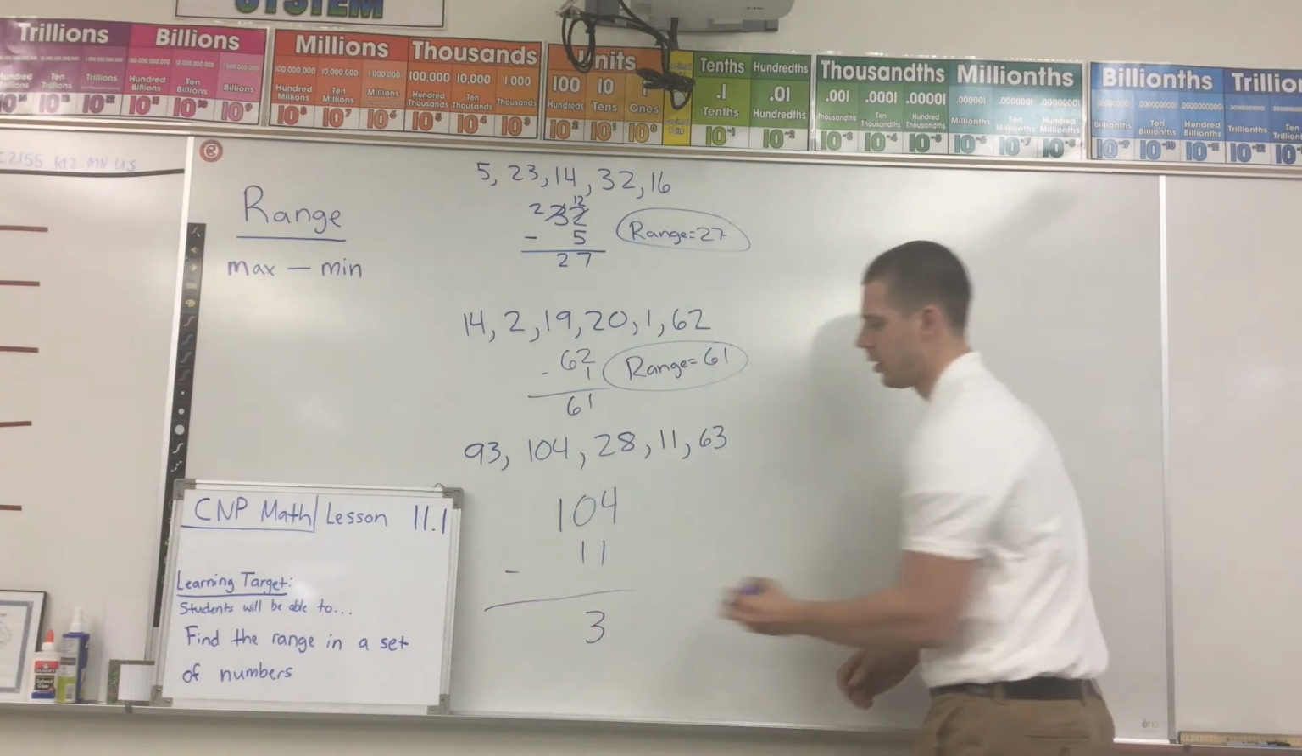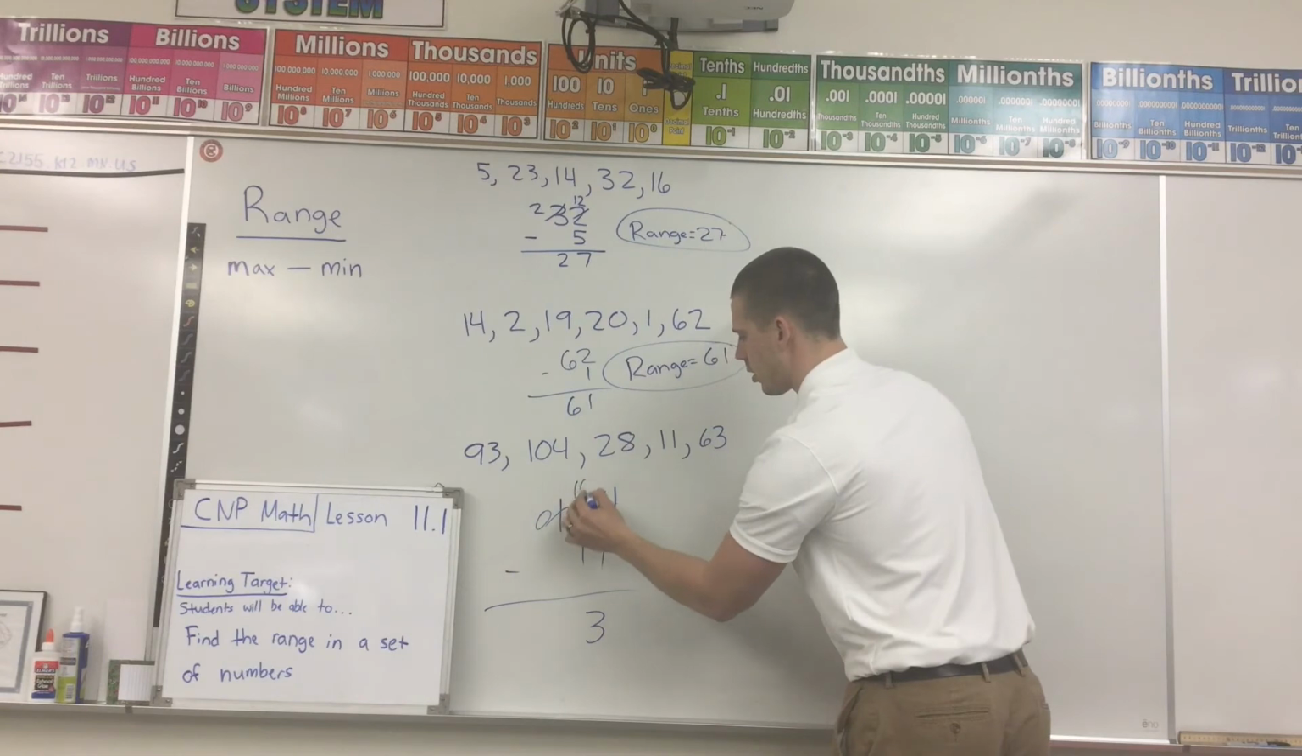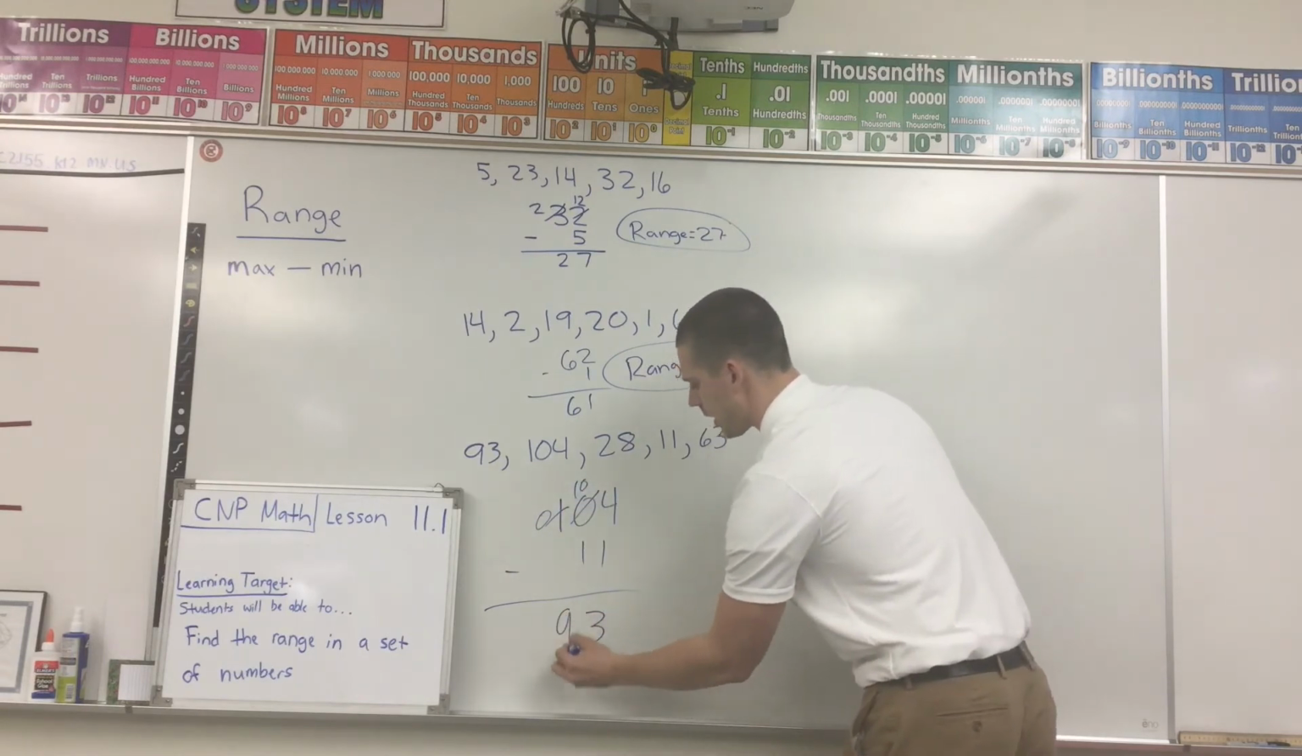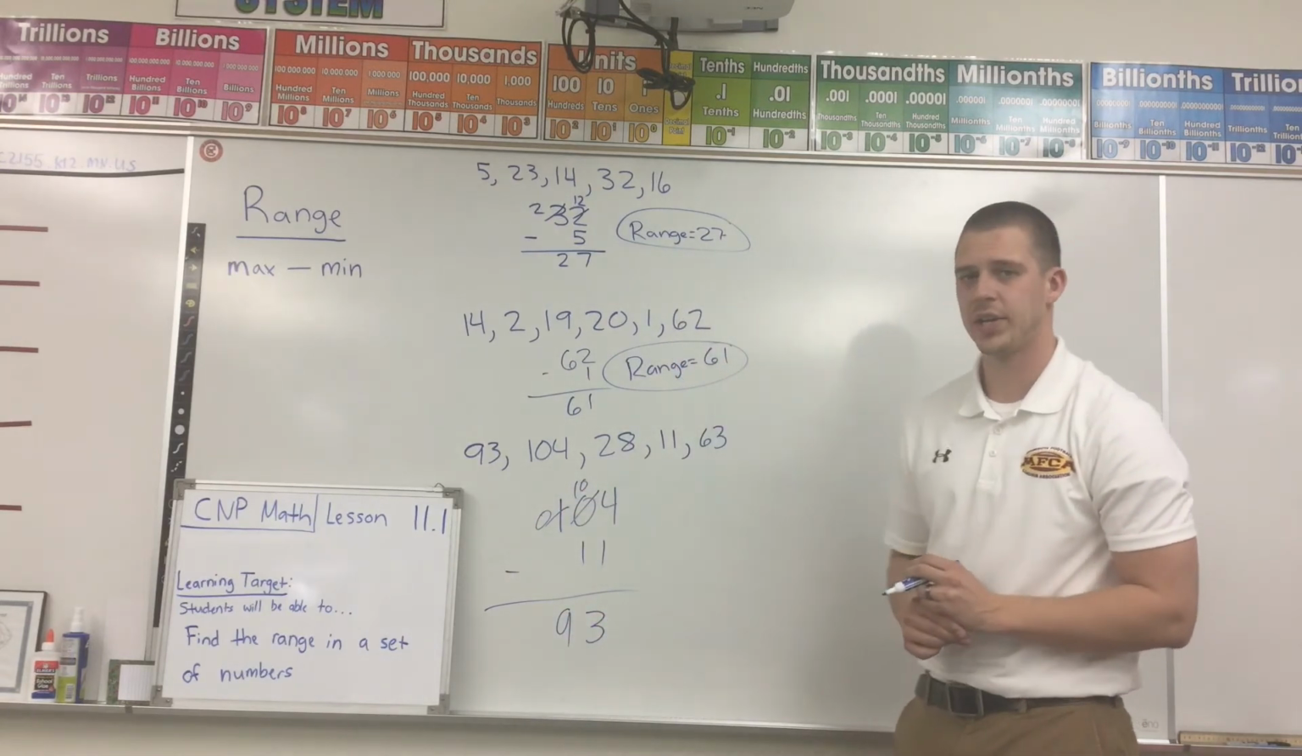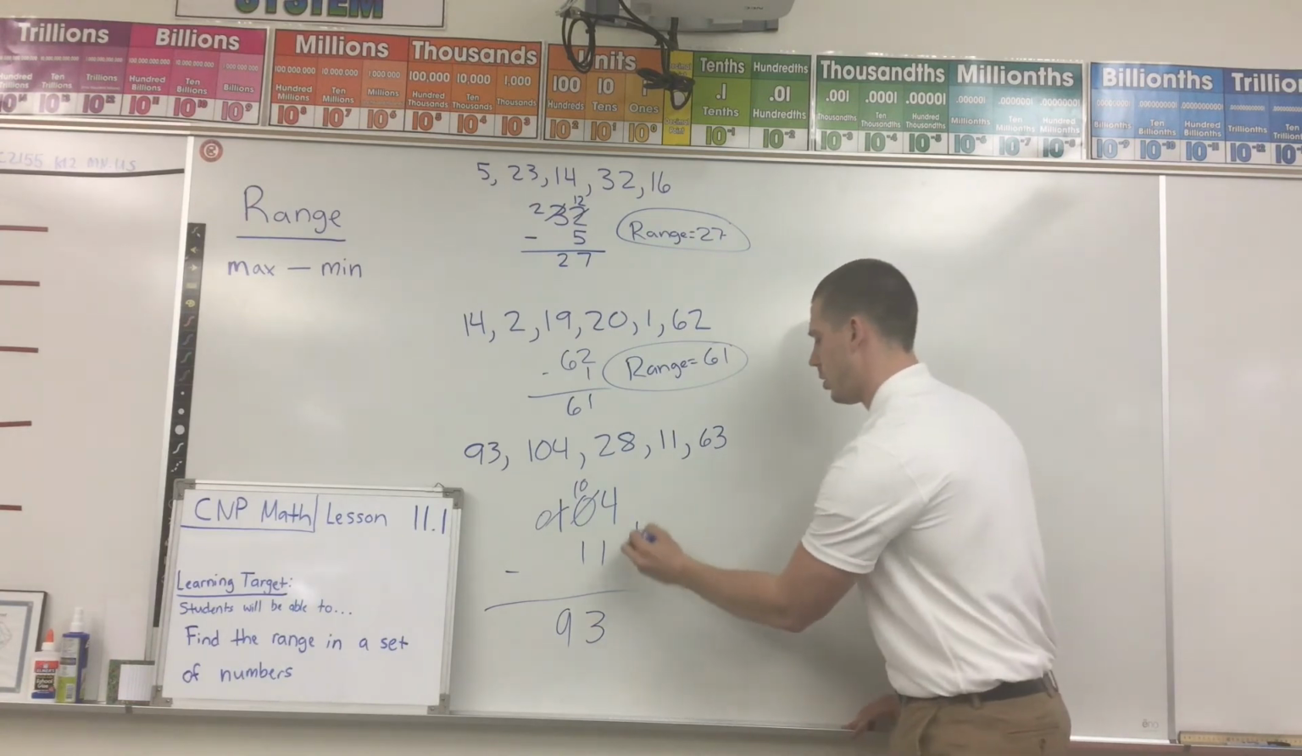4 minus 1 is 3. 10 minus 1 is, in fact, 9. So our range would be 93.